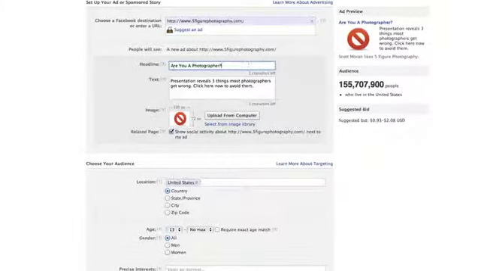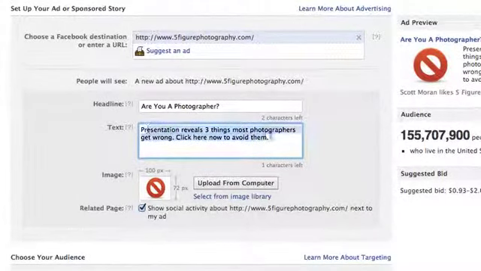So if we go back to this photography example, let's say we created our ad here. We obviously want to target photographers, right? I mean, if you're selling, we're giving away 3 things that photographers get wrong, and eventually, hopefully, we'll sell them a photography course on how to make money with photography, or how to take better pictures, or what apps to use, or how to get clients, or whatever your product is. We want to find photographers.